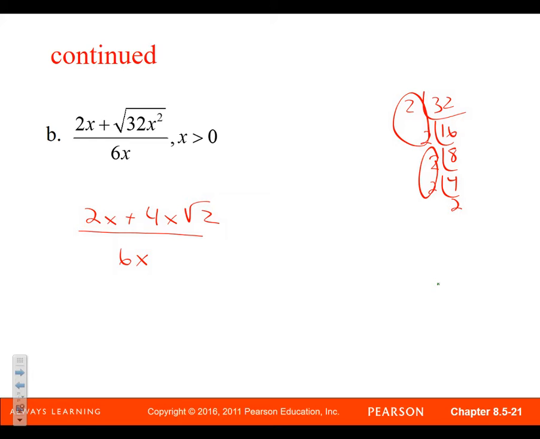Okay, so simplifying this, I know that all the x's would just make 1, wouldn't they? Correct? And then they can all be divided by 2, so you're going to end up with 1 plus 2 radical 2 over 3.